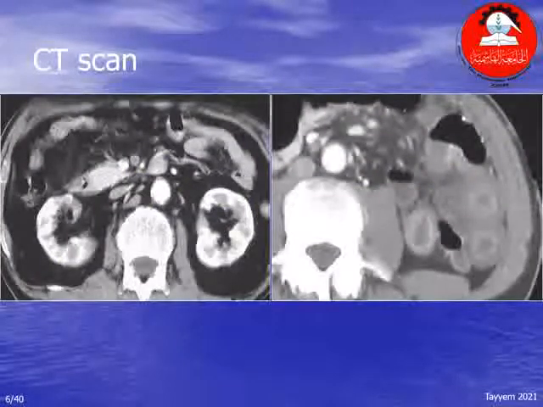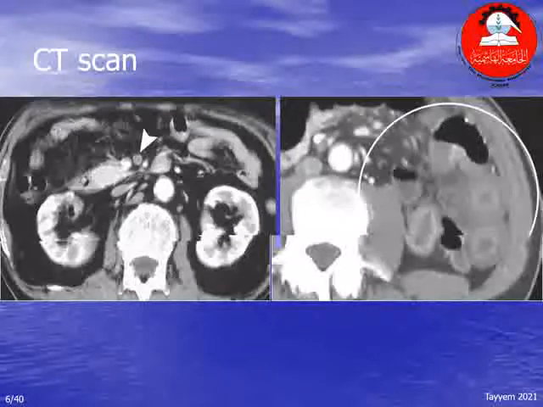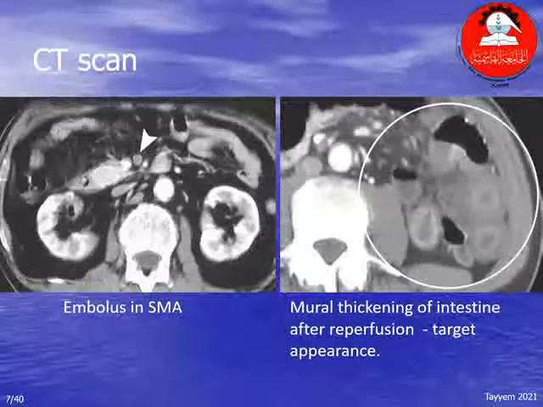So this was his abdominal CT scan, and as you can see that there is a clot inside his mesenteric artery, superior mesenteric artery, and you can see here thickening of the bowel wall, the sign, we call it target sign.